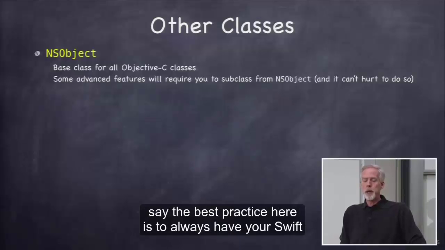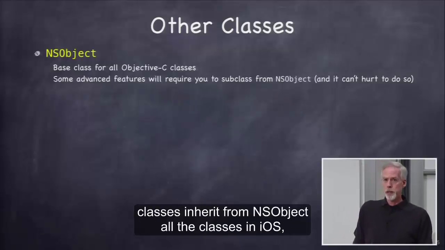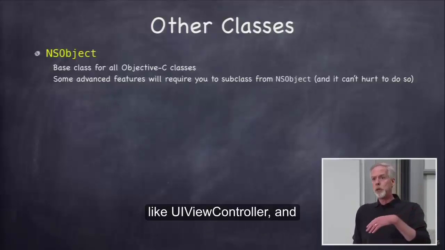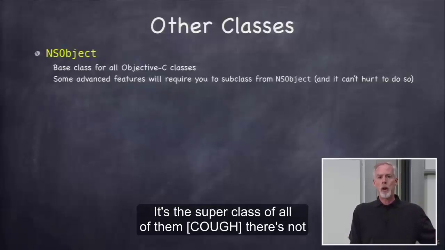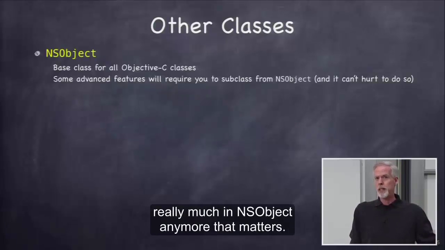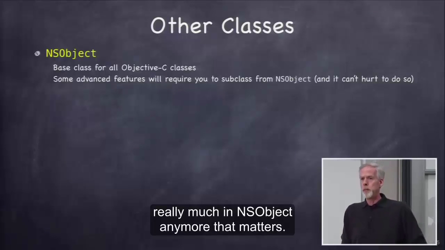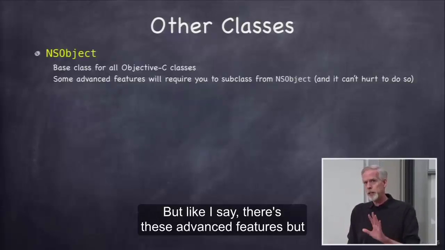I'm not sure what to say, but the best practice here is to always have your Swift classes inherit from NSObject. All the classes in iOS, like UIViewController and all those, they all inherit from NSObject eventually. It's the superclass of all of them. There's not really much in NSObject anymore that matters. But like I say, there are these advanced features.